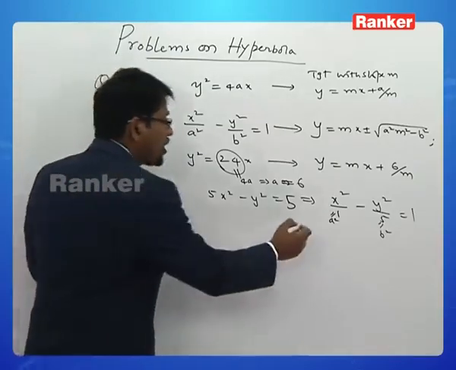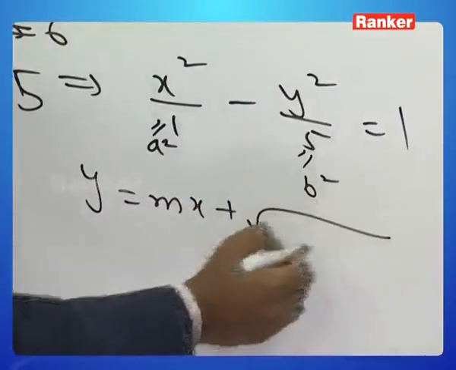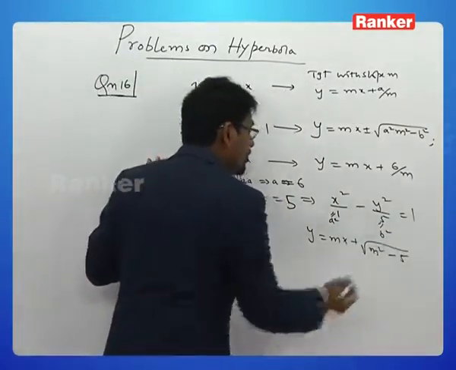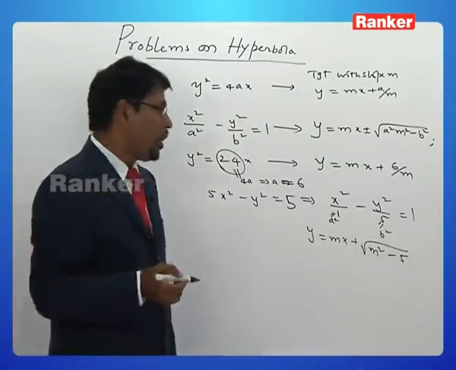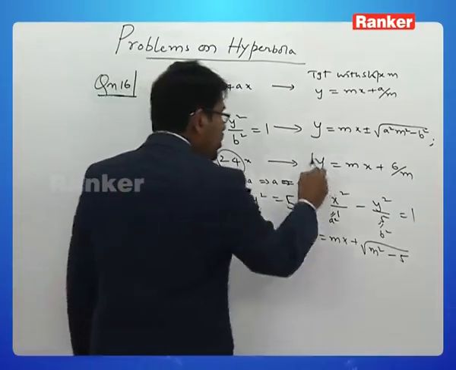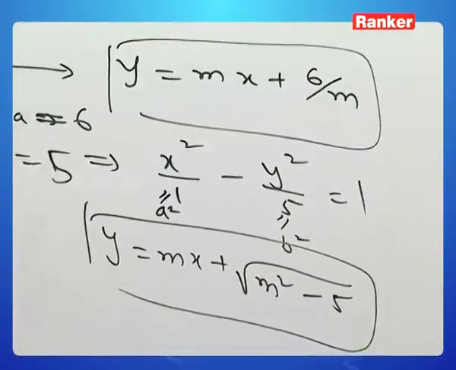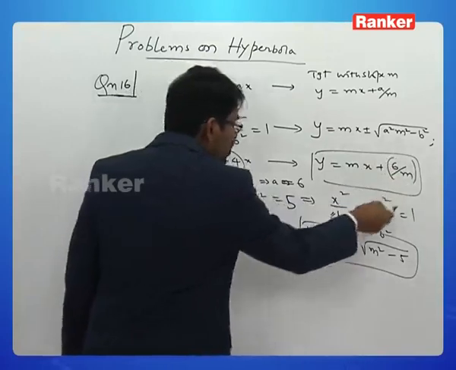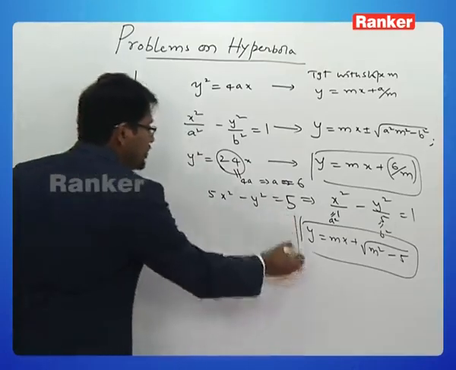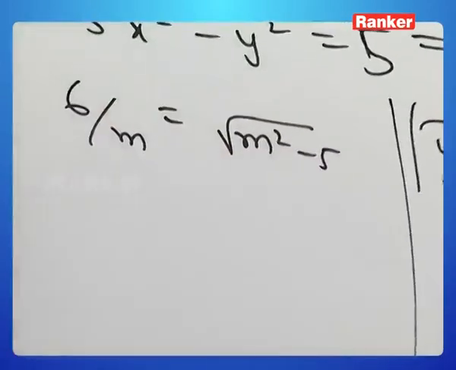So what is the tangent with slope m to this? y is equal to mx plus or minus root over a square m square minus b square, that is m square by 5. Now we were asked for what values of m they have a common tangent. That is, these two should be identical lines for some value of m. So what should have happened then? 6 by m should have been equal to root over m square minus 5. So that is the common tangent condition.